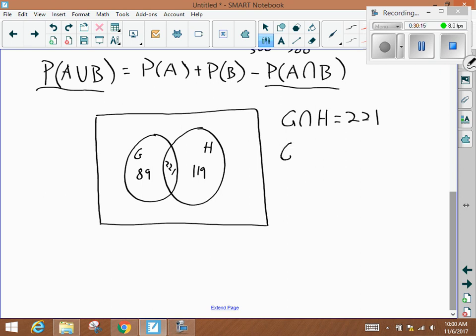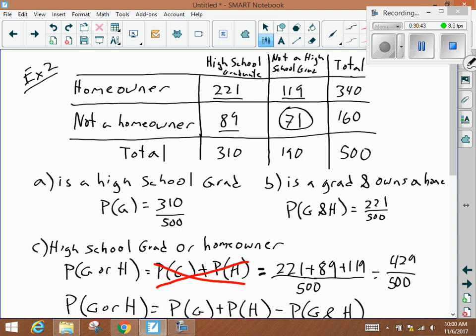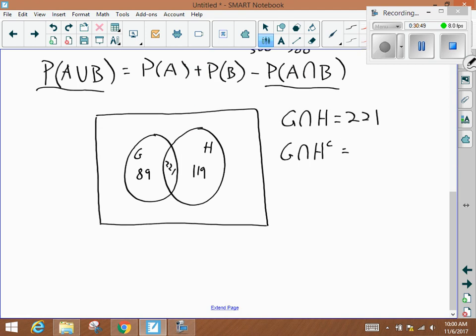How about G intersect H complement? Go back up to our table. We're talking about people that graduated from high school and are not homeowners. Where is that? Up here. High school graduate, but not a homeowner. That's 89, right? So I'm just using numbers to get familiar with notation. That's all. This is new stuff. It's kind of weird.